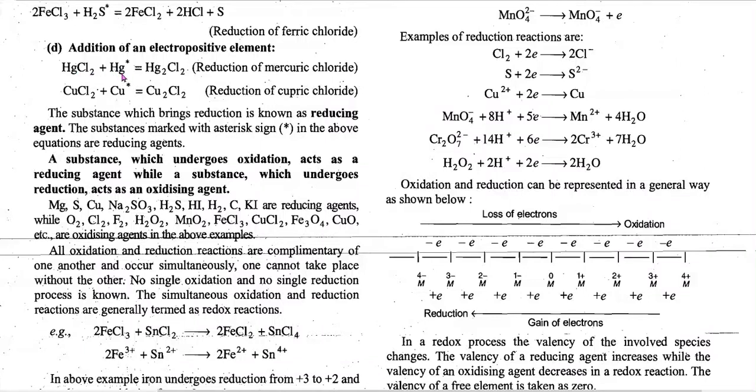So Hg itself is undergoing oxidation. Here Cu itself undergoes oxidation and causes the reduction of CuCl2. So Cu is known here as the reducing agent. Okay, so I read this one already. I hope you understood about the oxidizing agent and reducing agent. So the reducing agent is the one which undergoes oxidation and the oxidizing agent is the one which undergoes reduction.